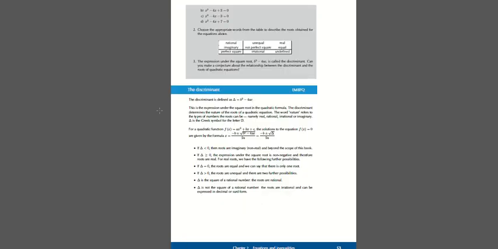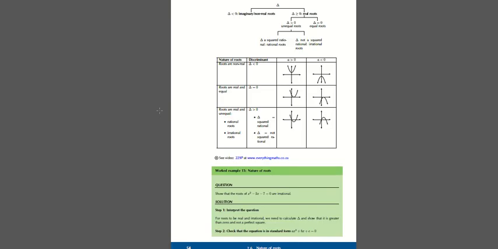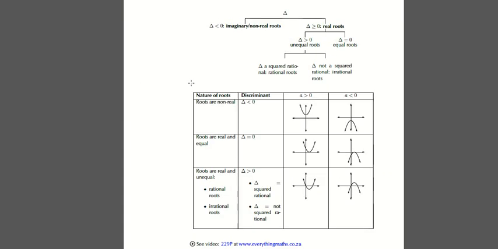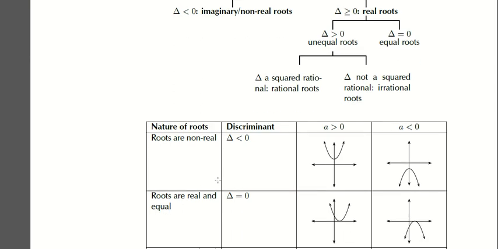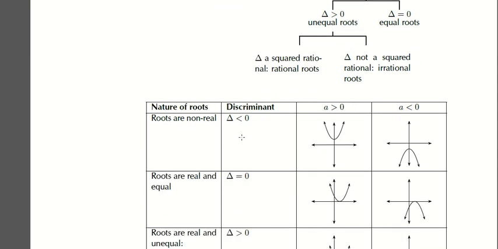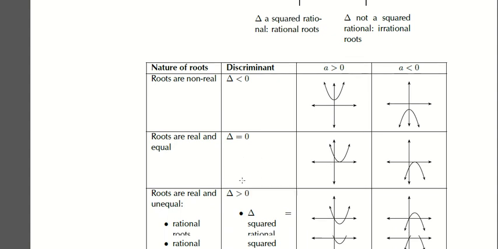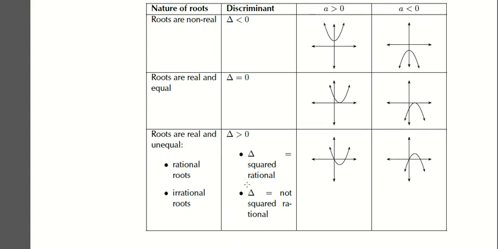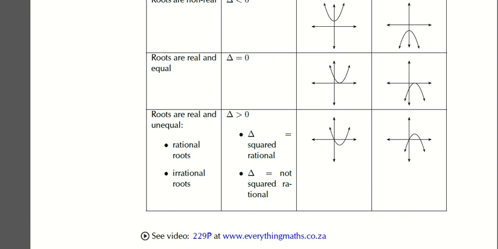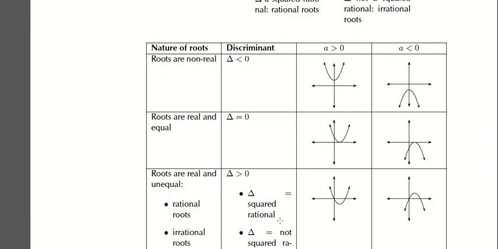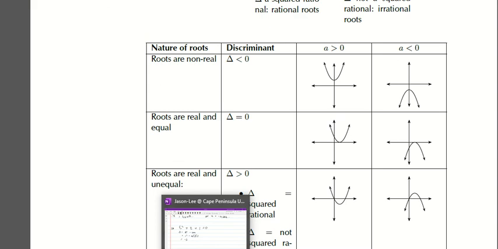Alright, here the nature of roots. And here. Alright, so you can see there, if I zoom in, they tell you roots are non-real if the discriminant is less than 0. If you get 0 under the square root, it will touch the line. And if your roots are real and unequal, it will be greater than 0. Good, so that means, what do we have here? What are we busy with in this example?